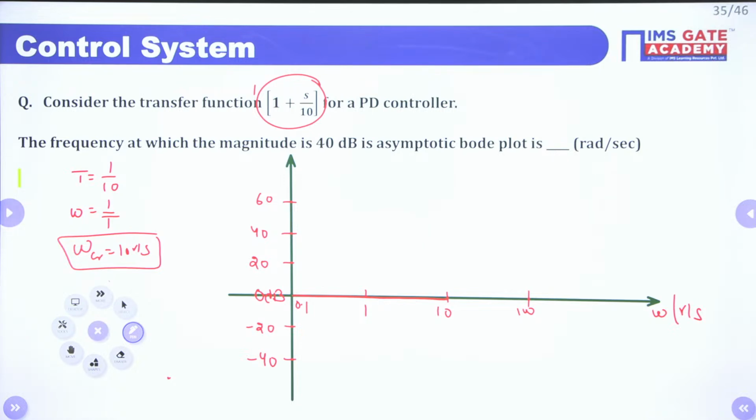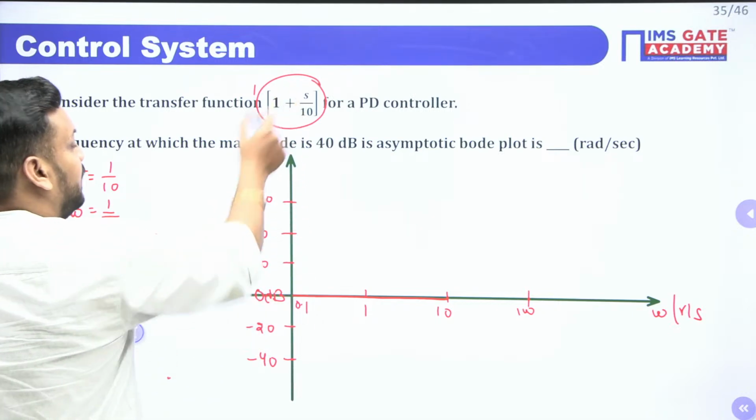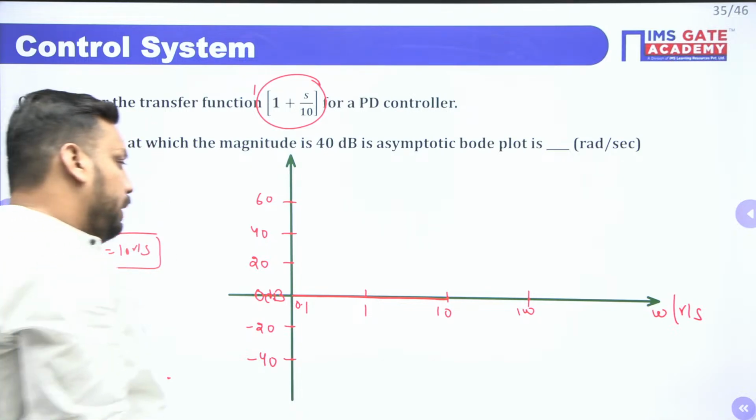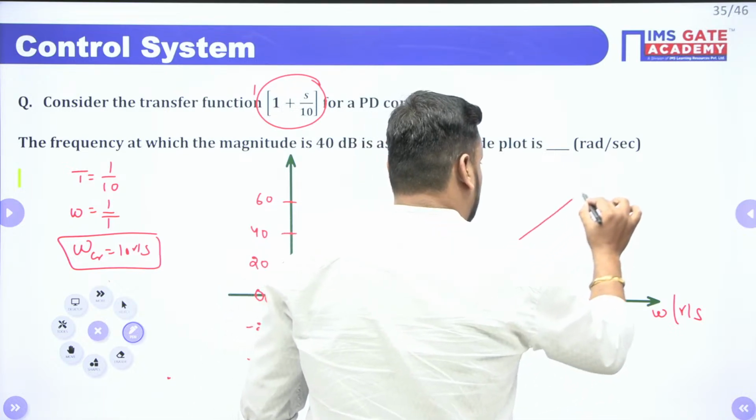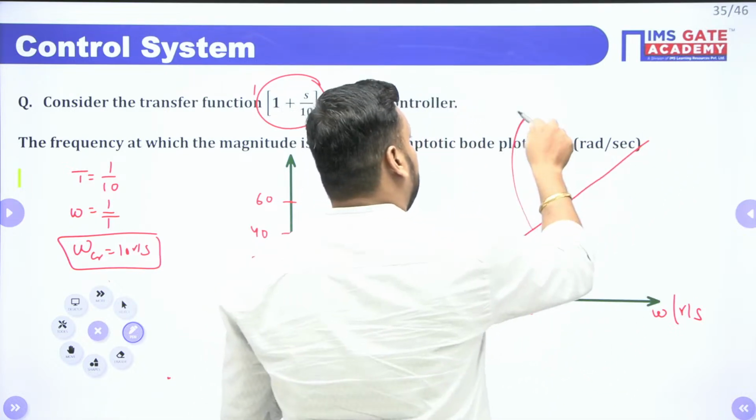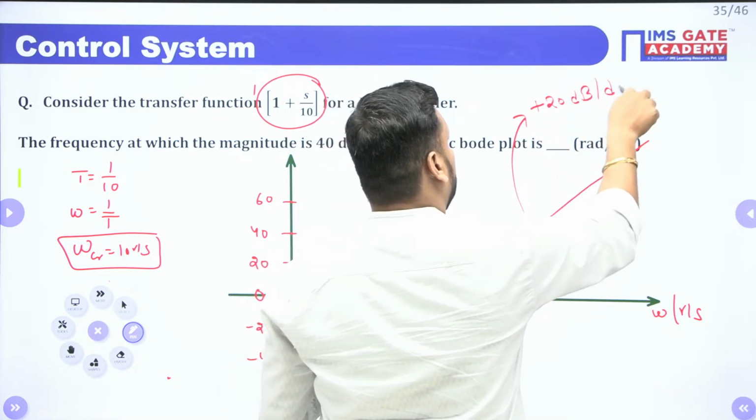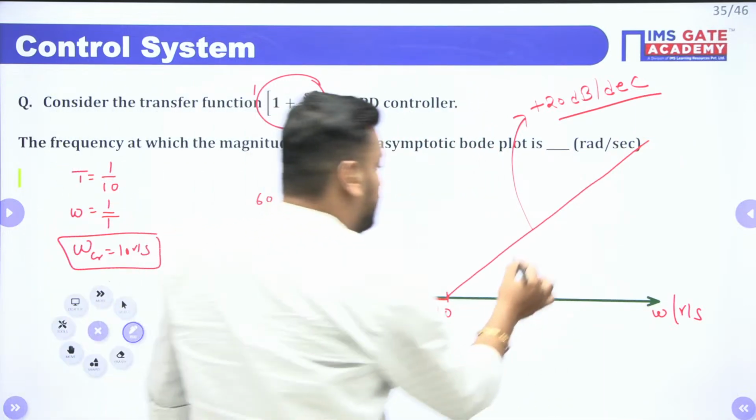Sir, yes. So at this 10 corner frequency, the slope will change, na bachcho. Slope will change. Why? Because here this is present in the numerator. So the slope will be plus 20 dB per decade. And plus 20 dB per decade means you will get a slope like this. This line is going as plus 20 dB per decade. It means what, guys? Plus 20 dB per decade.